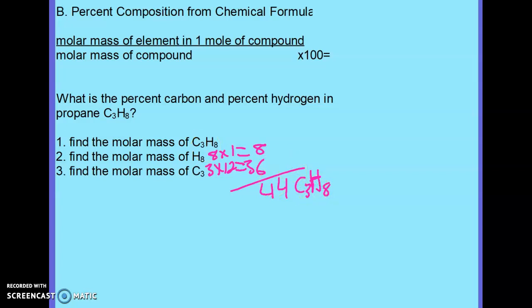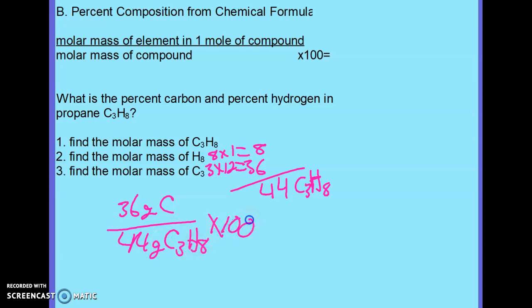C3H8. So if I want to find the percent that is carbon, I simply take the carbon portion and do my little calculation here. 36 divided by 44 times 100.